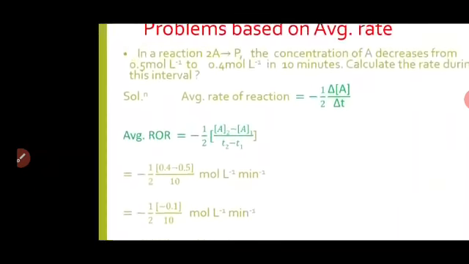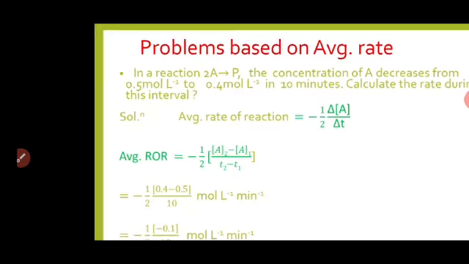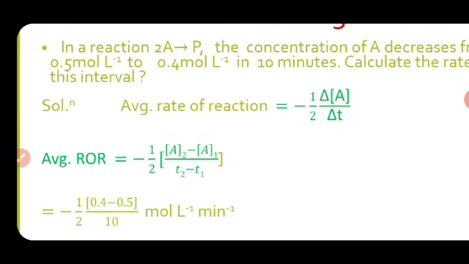Now, according to the reaction, 2A gives P. So, average rate is given as what? Minus half. We have seen this in the general reaction of the type aA plus bB gives cC plus dD. So, how can we write it? Average rate of reaction is given as minus half into delta A divided by delta T. Now, delta A, that is change in concentration, is given as A2 minus A1 and delta T is given as T2 minus T1. But here delta T is already given, that is 10 minutes. So directly we can take this value.